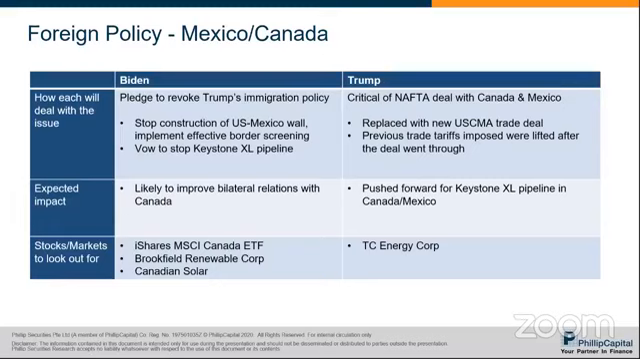Whereas Trump is critical of the NAFTA deal. NAFTA is the North American Free Trade Agreement. It was replaced with the new United States-Mexico-Canada Agreement trade deal. Trump has also revived and repeatedly pushed for the Keystone XL pipeline. So if he is re-elected, we can expect a boost for TC Energy Corp, which is the company in charge of the energy infrastructure project that cuts across Canada, the US, and Mexico.